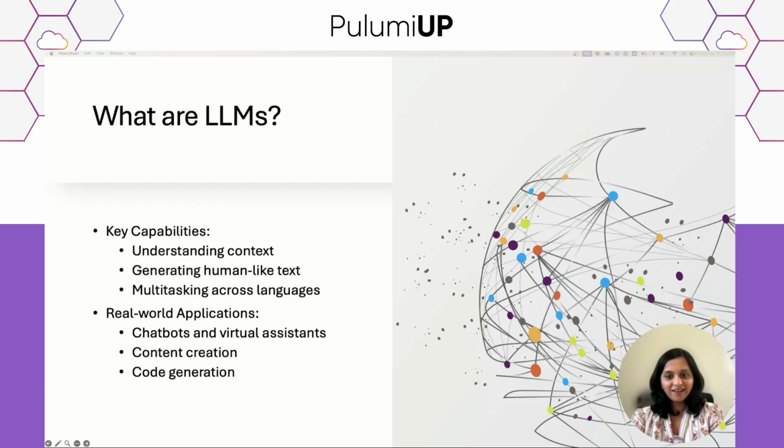But here is the thing, with great power comes great responsibility. As these models become more capable, they also become more complex. And with that complexity comes a host of privacy challenges that we need to address. Which brings us to our next topic.